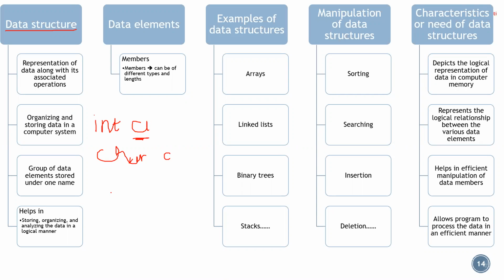Along with that, we can go ahead even for unions, but at present we'll be concentrating on what is meant by the data structure. So this is the representation of data along with its associated operations. Now, what does this indicate? In some cases, you can define some functions along with the data structures and what that function does. At present, we'll not be going in depth on those.